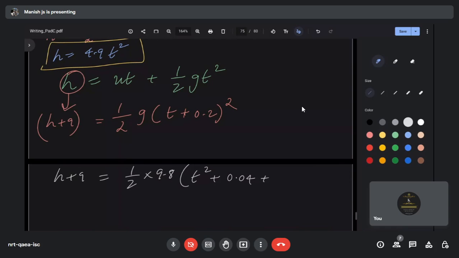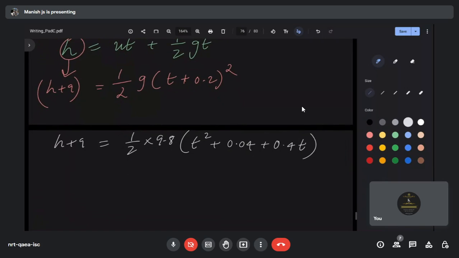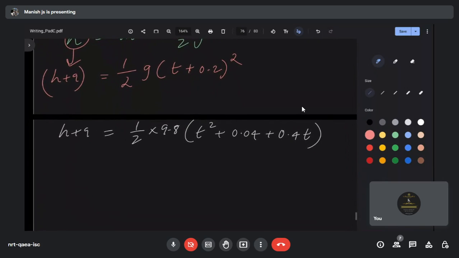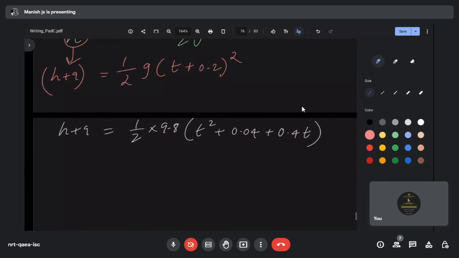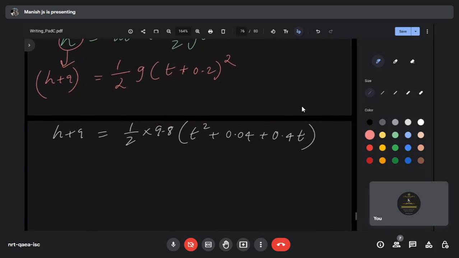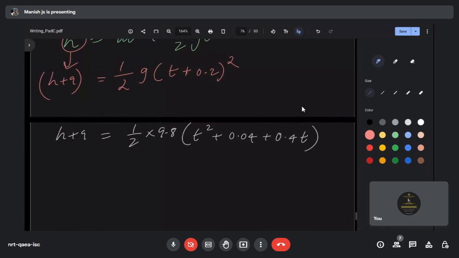2ab term, 0.04t. 0.4t, no? 0.4t வரும். So just check it. இந்த மாதிரி you get the equation. சரிங்களா? அதுக்கப்புறம் you incorporate that half g term inside. Half g வந்து first cancel பண்ணி வச்சுக்கோங்க. So 9.8 upon 2 வந்து நம்ம ஏற்கனவே கண்டுபிடிச்சு வச்சதுதான்.